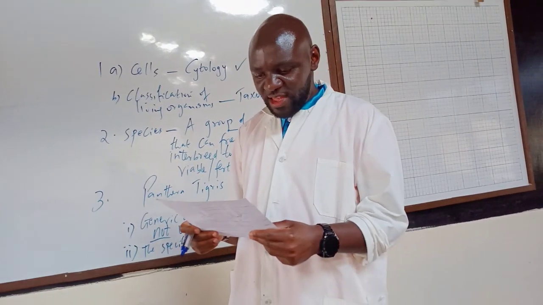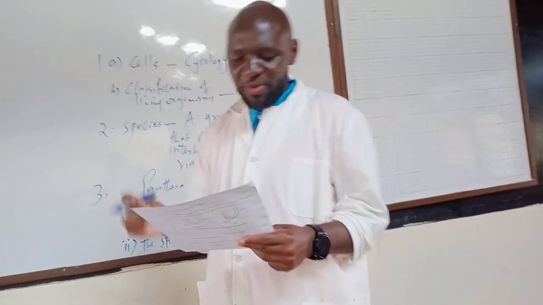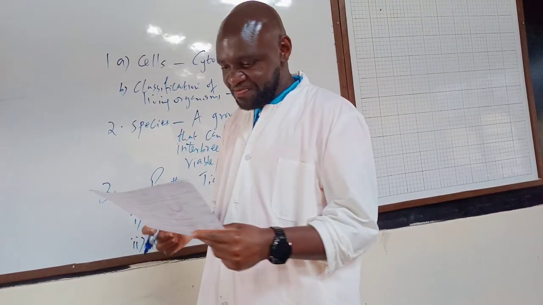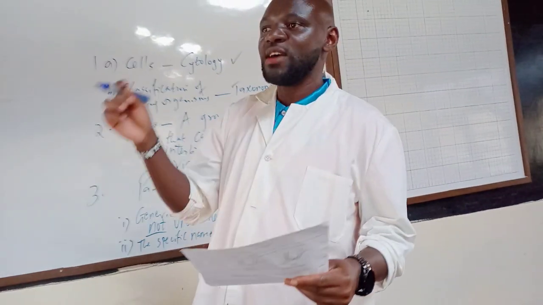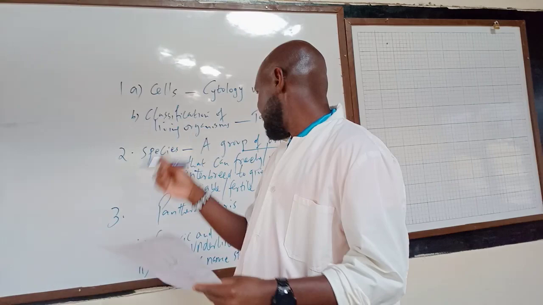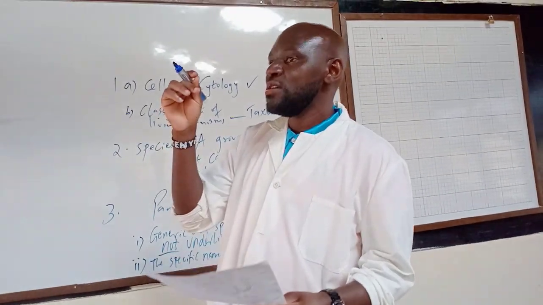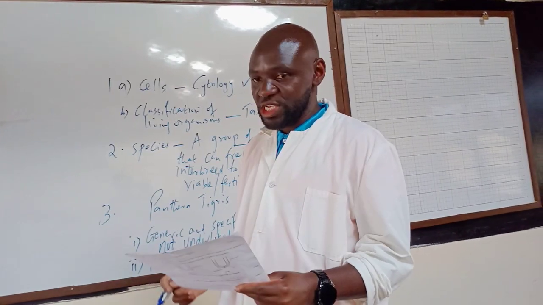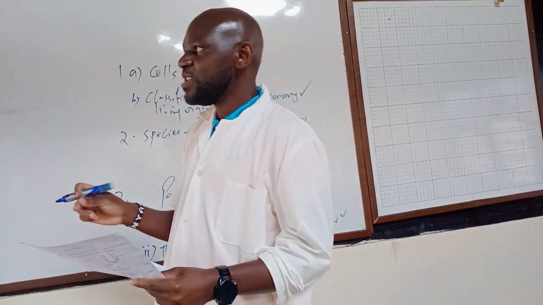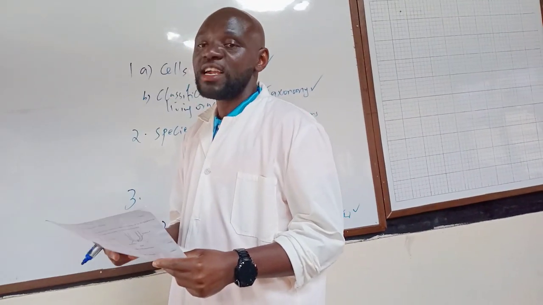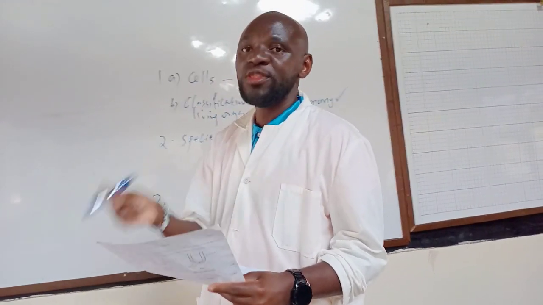And then part B says explain why a leopard and a tiger cannot breed, yet they belong to the same genus. We say that organisms that can naturally interbreed to give you viable offsprings must belong to the same species. In this case, because the leopard and the tiger belong to different species, they cannot freely interbreed to give rise to viable offspring, although they belong to the same genus.